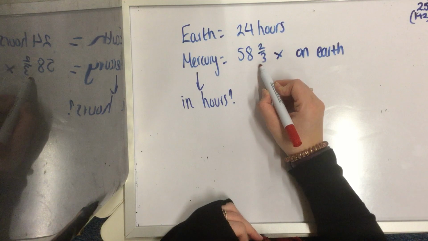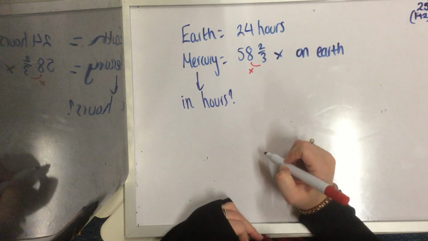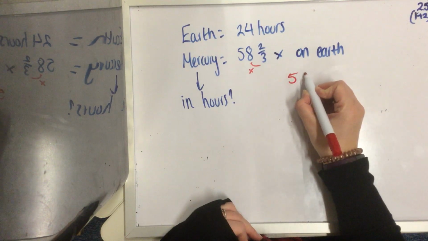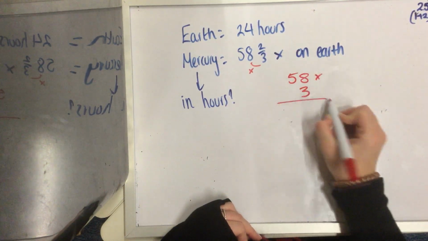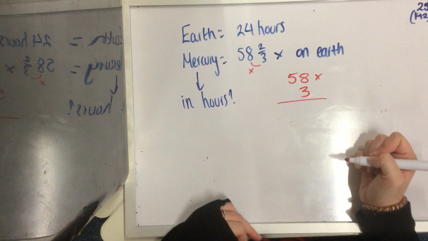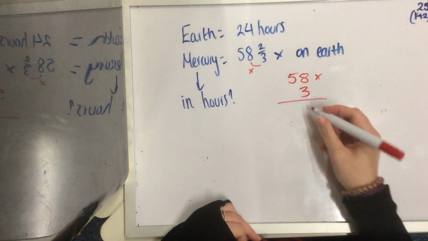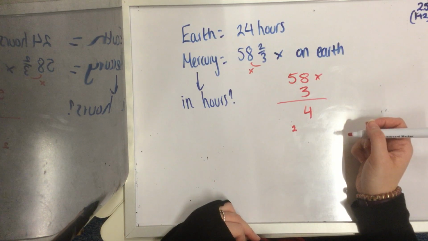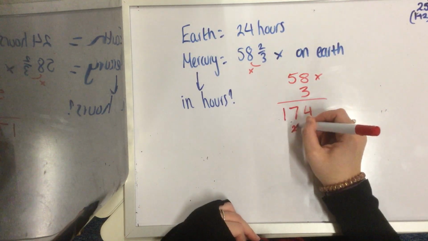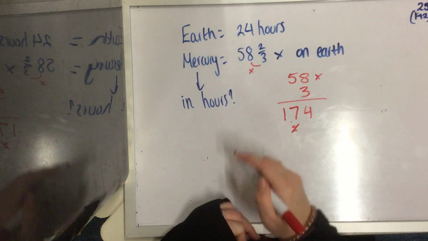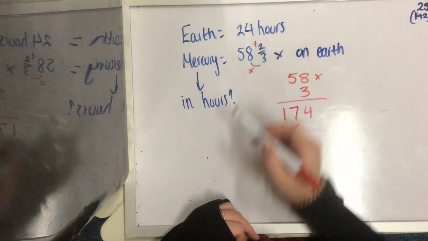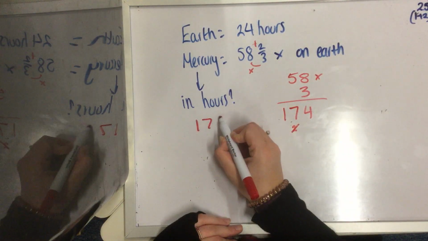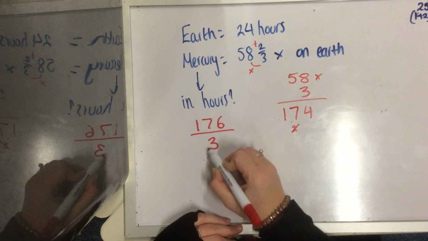So firstly, I need to do 3 times 58. Now, some of you will be able to multiply this in your heads. I'm going to do some calculations down here. So 8 times 3, well, that's 24. And then 5 times 3 is 15. Add 2 gives me 17. Then I have to add my numerator. So that would end up giving me 176 over 3.